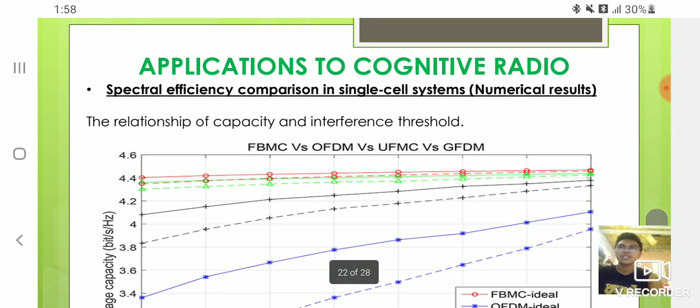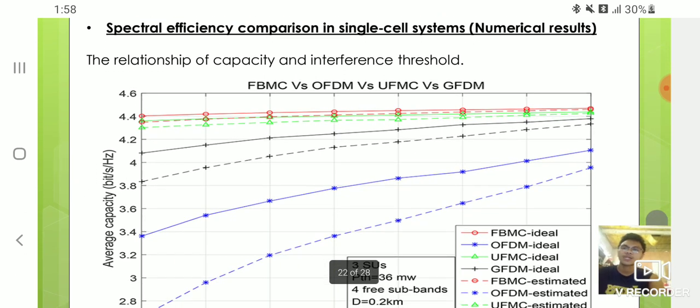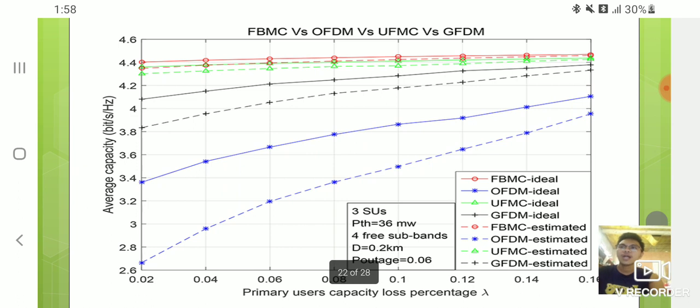Next is the relationship of capacity and interference threshold. Here, it depicts the inherent interaction of average capacity and the capacity loss coefficient of PU. When less capacity loss is prescribed by PUs, which means a lower interference threshold and better protection for the primary system, the achievable capacity degrades due to the more strict access control.